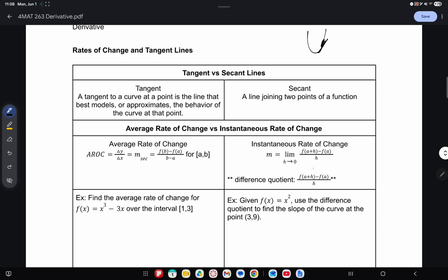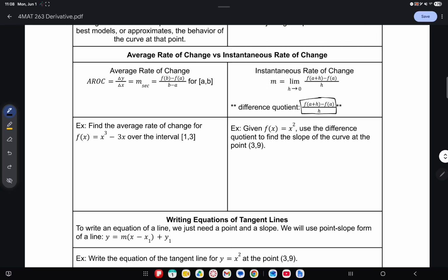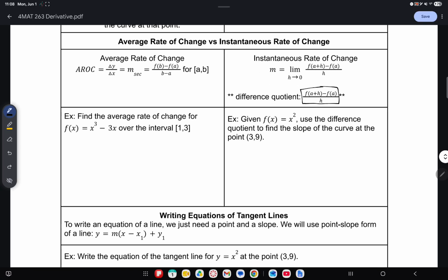And then this piece here, anytime we talk about the difference quotient, that is the difference quotient, f of a plus h minus f of a all over h. You might see it as f of x plus h minus f of x all over h. So let's use these two things.